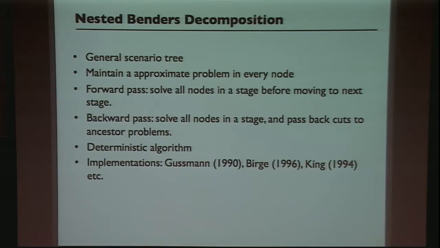So in other words, we do a forward pass. In the forward pass, we have x1. Then we solve all the subproblems corresponding to the next stage, all the nodes corresponding to the next stage, right? Then we go forward and we solve all the subproblems in the nodes corresponding to the stage after that. In this case, we are trying to construct these value function approximations for every node, not for every stage. So it is a deterministic algorithm.